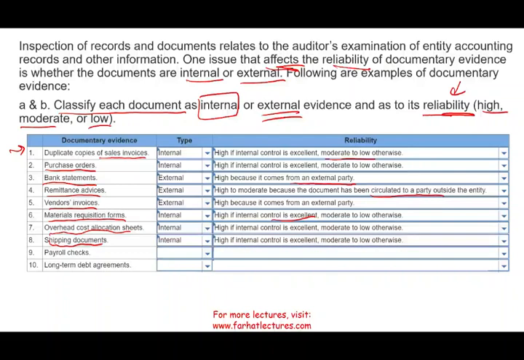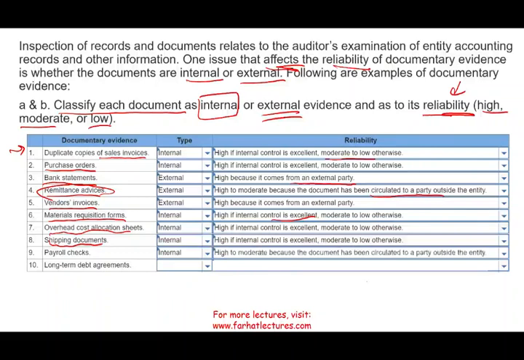Payroll checks. First of all, who issues the payroll checks? Well, the company issued the payroll checks. Therefore, it is internal. Okay? Now, what's going to happen is this. This document, although it's internal, went through an outside party, not like the remittance advice, because with the remittance advice the customer is paying, so it has more reliability. Here, it's still internal because you are dealing with a party that's inside the company. The payroll checks are issued to the employee.